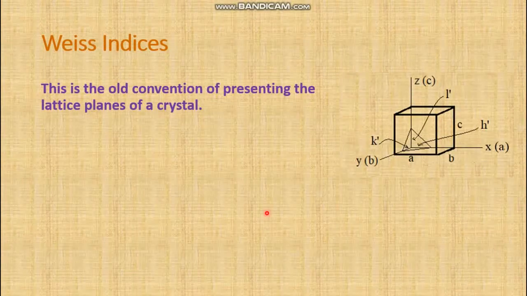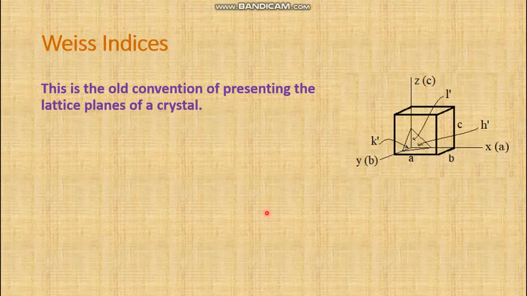Now the indexing system of the lattice planes. There are two types of indexing system. One is the Weiss indices and another is the Miller indices. Let's discuss first the Weiss indices. Okay, so this is an old convention.